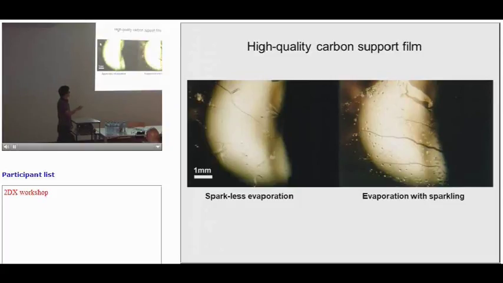The right one is the bad one, affected by sparking. As you see, it is badly dented and more fragile. You can easily check the cracks or dents by the naked eye when you shine light on the carbon film floated onto water. So a nice looking part, for example, here, is picked up with a grid.